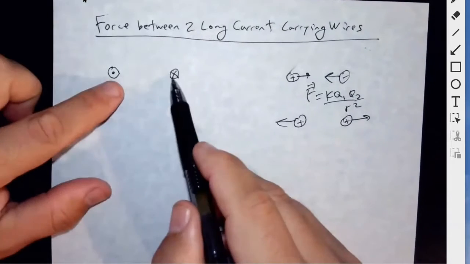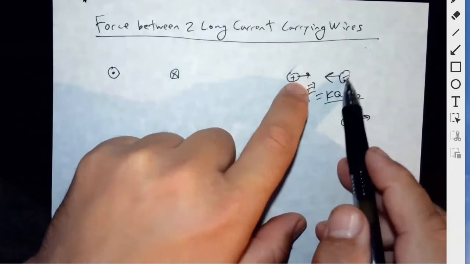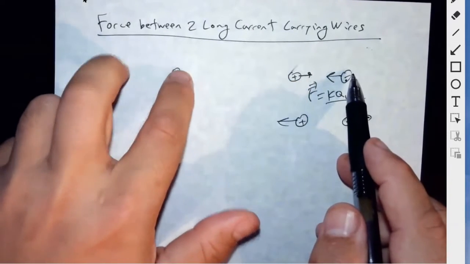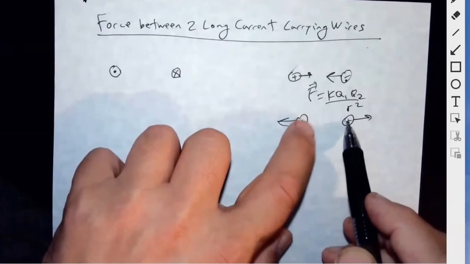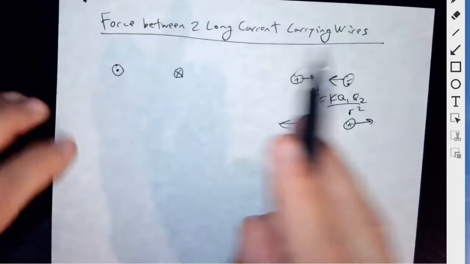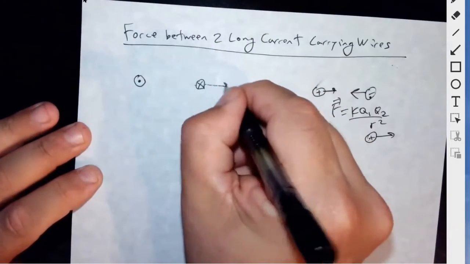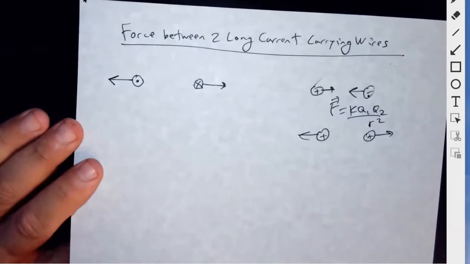Well, it ends up that it's opposite of how charges behave. Two opposite current carrying wires behave like two like charges. They actually repel each other. It's weird. Yeah, I remember them repelling each other. Right?